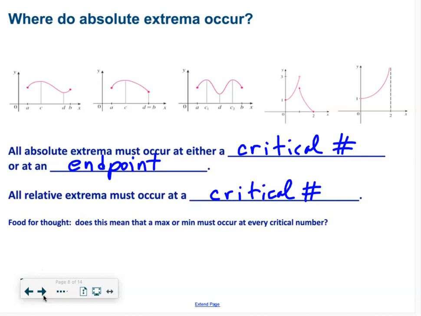Or undefined, so a jump, like there's a discontinuity at 1.